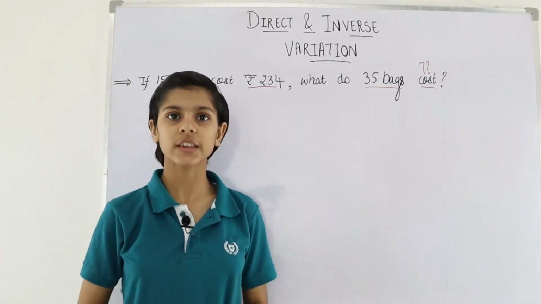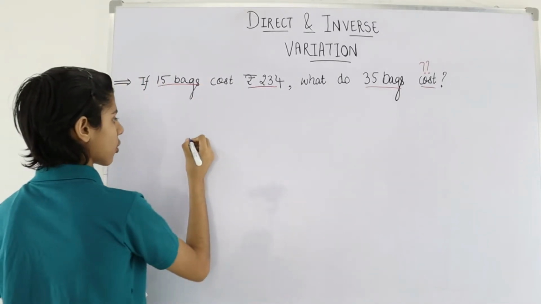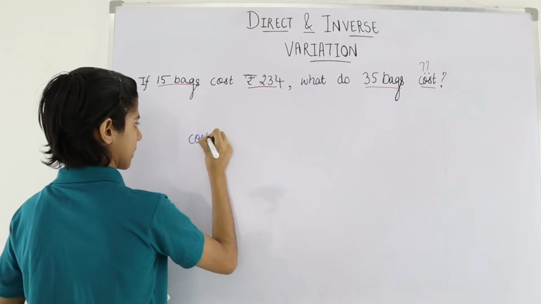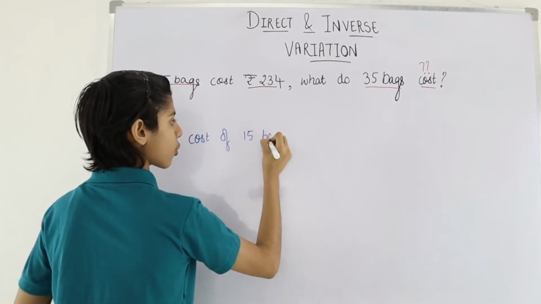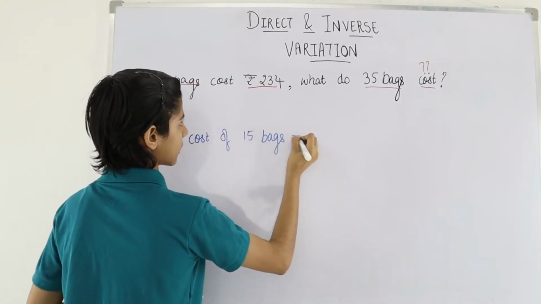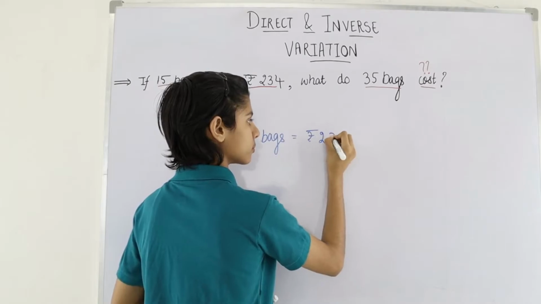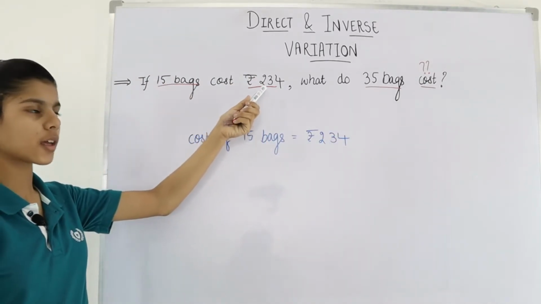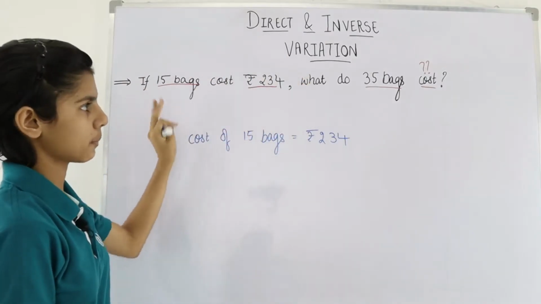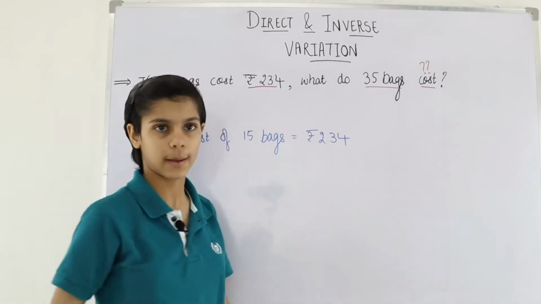So for solving this question, firstly we will write cost of 15 bags that is given in the question. Cost of 15 bags, it is rupees 234. Cost of 15 bags is 234. We have done this part. Now it is asking the cost of 35 bags.